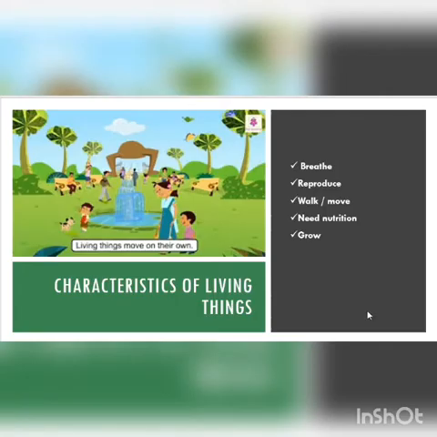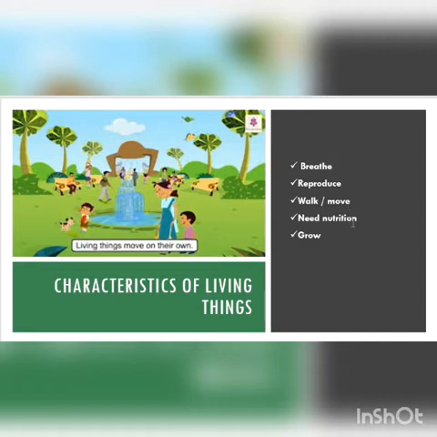Now moving toward the characteristics of living things. What makes a thing a living thing? Living things breathe. Like humans, they breathe oxygen. They reproduce as they have babies. They can walk or move. Like you can see, we can easily walk, and you can see animals moving on the ground.